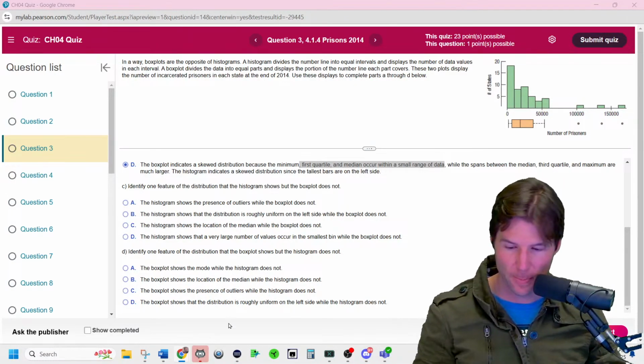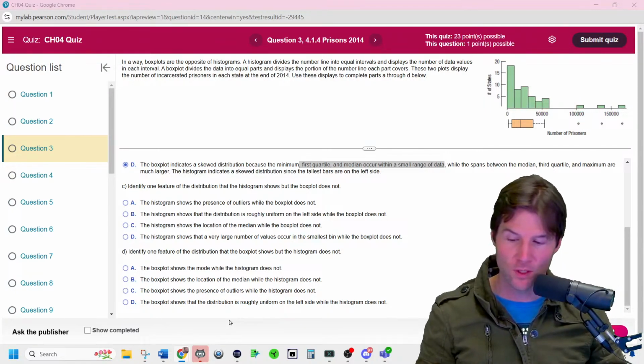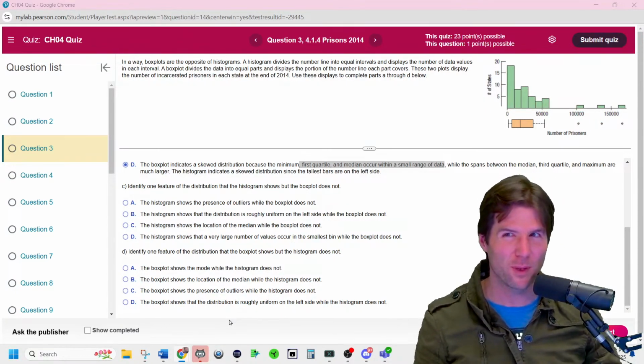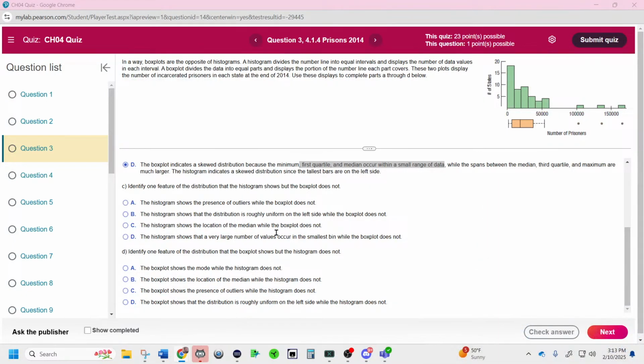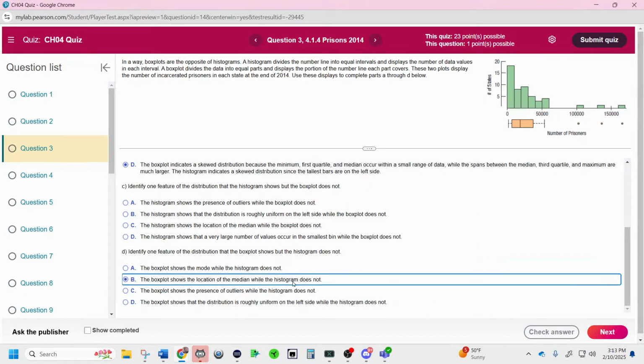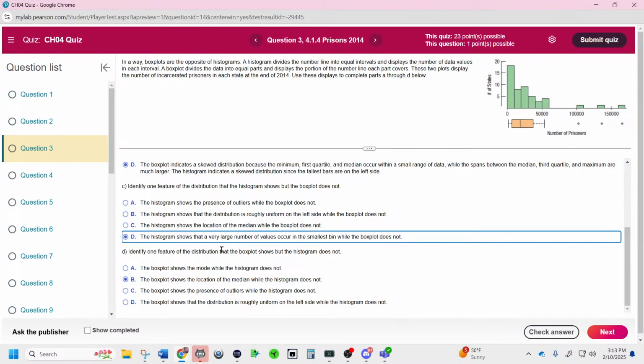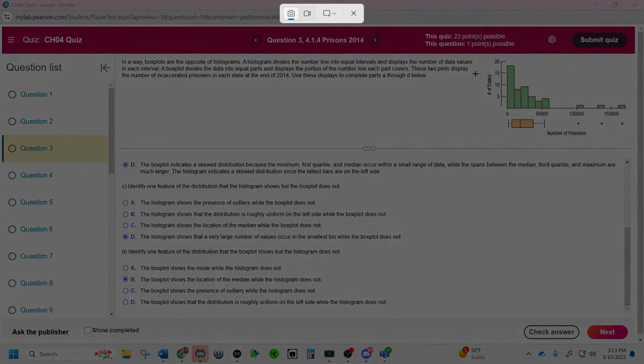It alerts me. Identify one feature of the distribution that the histogram shows, but the box plot does not. The histogram shows shape better, and we can see outliers a little bit better. The histogram does not show the median. The box plot shows the median right there. No, they both show outliers. The smallest bin: only histograms have bins, so you can't talk about a bin for a box plot.